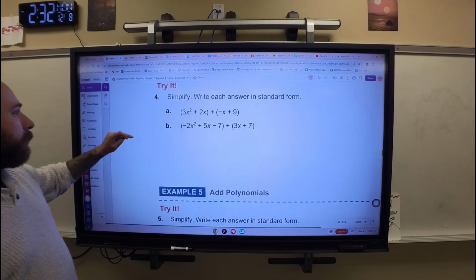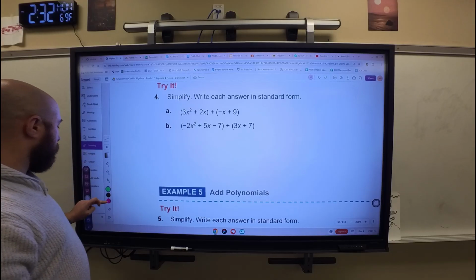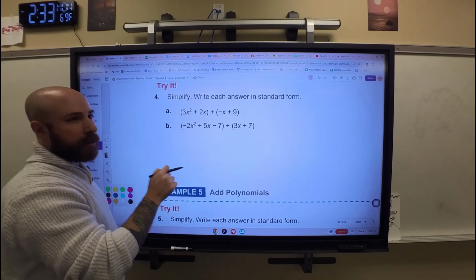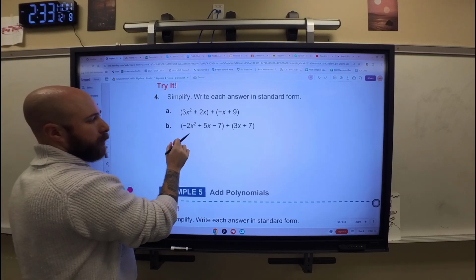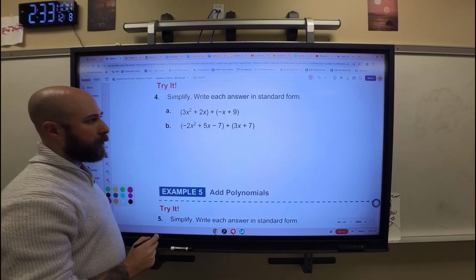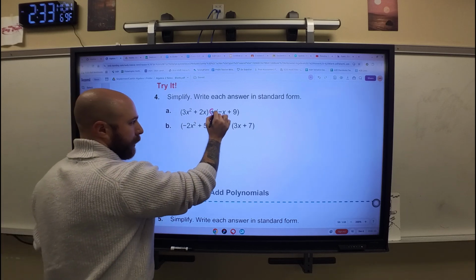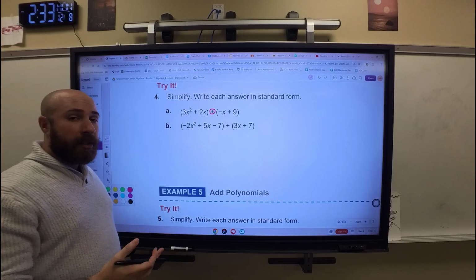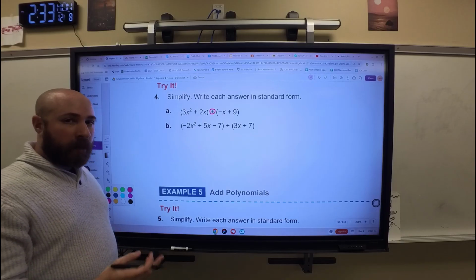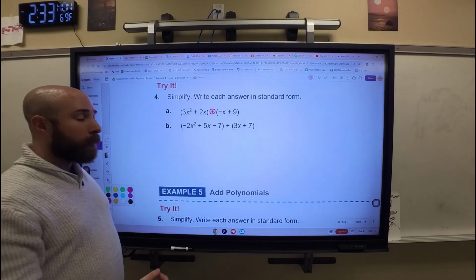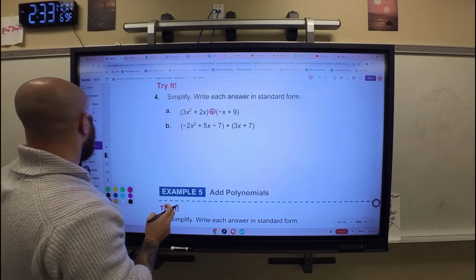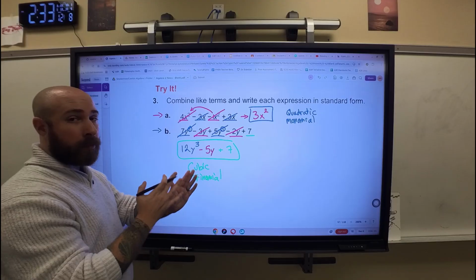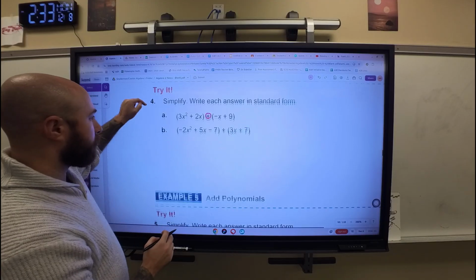Okay, let's keep going here. All right, now we can see that there are sets of parentheses. We have a binomial plus a binomial, trinomial plus a binomial. So what we have to recognize here is what is happening in between the parentheses. Is it addition? Is it subtraction? Because it's very important we know what we're doing. When it's addition, you are doing the exact same thing we were doing here. Just combine your like terms. You don't have to rewrite anything.